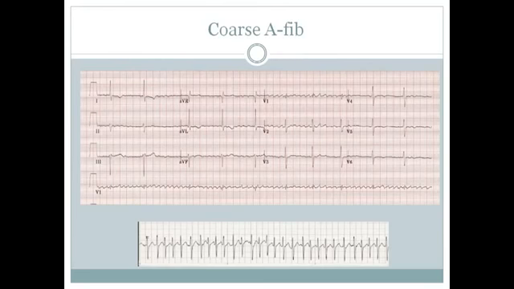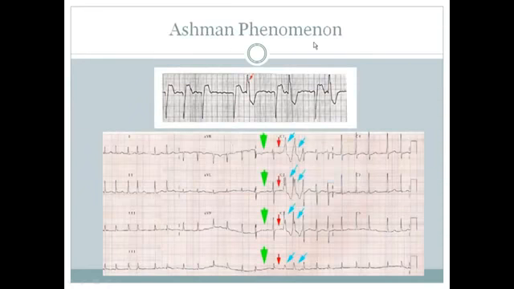And it can be confused with flutter. But if you look at it, okay, this is not organized. It kind of gets organized, but then it's a disaster, and you cannot march those P waves. And if you see here, this is clearly not atrial flutter. So this is what we call coarse atrial fibrillation. Exactly the same thing, exactly the same animal.